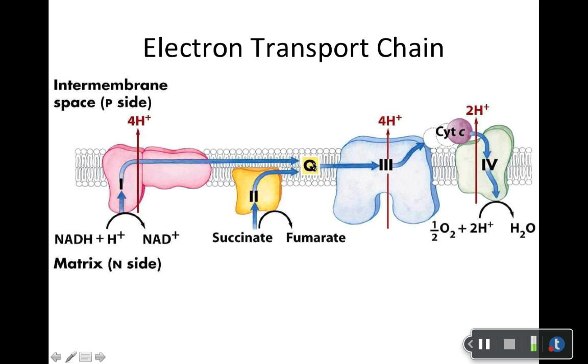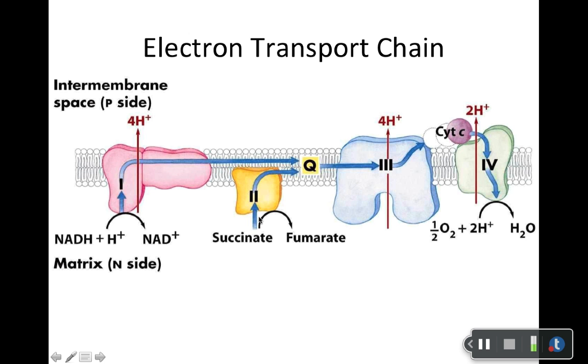Q passes those electrons on to complex 3. Q has another source of electrons, and that is complex 2, which is also called succinate dehydrogenase. We talked about succinate dehydrogenase today as being the unique enzyme in the citric acid cycle that is embedded in the inner mitochondrial membrane and that is part of the electron transport chain.